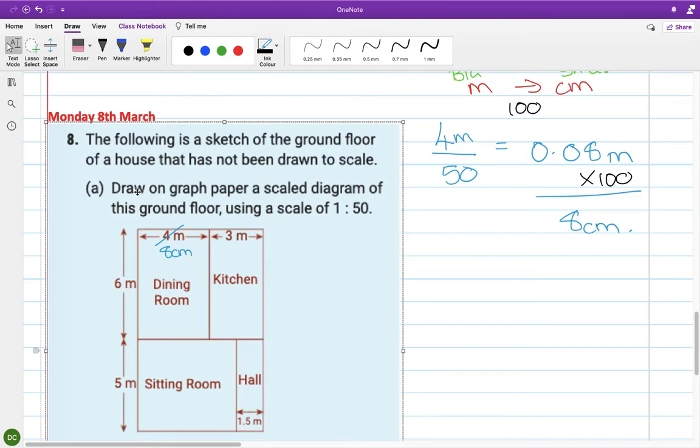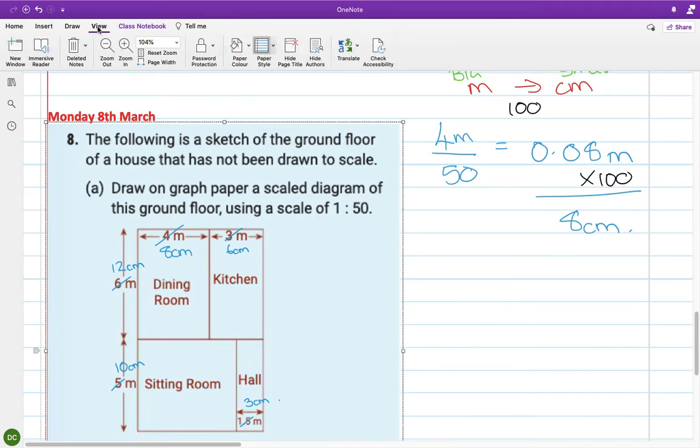So we're dividing everything by 50 essentially. So 3 divided by 50, I'm getting 0.06. I don't need to convert them all, that's 6 centimeters. 6 divided by 50 is 0.12, so that's going to be 12 centimeters. 5 divided by 50 is going to be 0.1. So 0.1 is 10 centimeters. And then 1.5 divided by 50 is 3 centimeters.